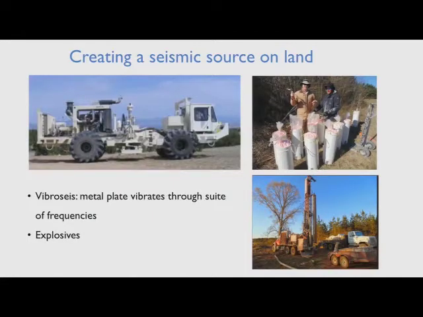And on land, we have a variety of options. One is a Vibroseis truck. This is like a mega truck that lowers a plate onto the ground, and then it sweeps through a bunch of frequencies from something like 6 or 8 hertz up to whatever, 80 hertz. You can control that frequency band, and you know that frequency sweep perfectly, so you can account for it in your processing.